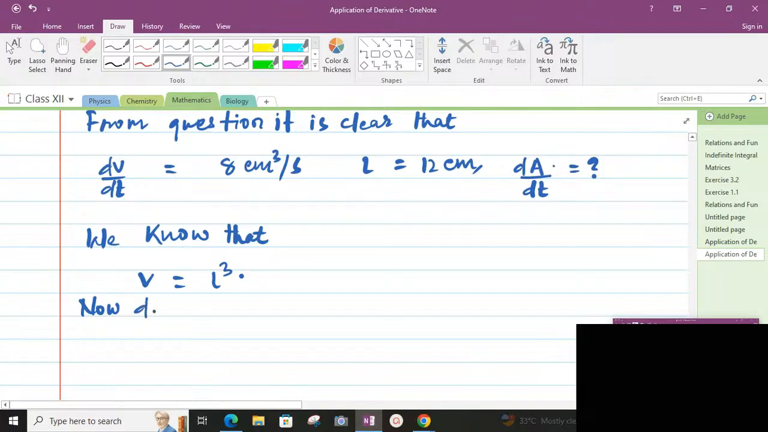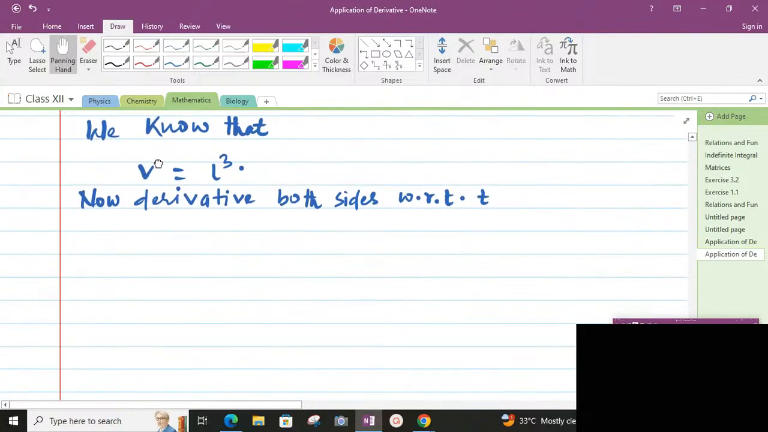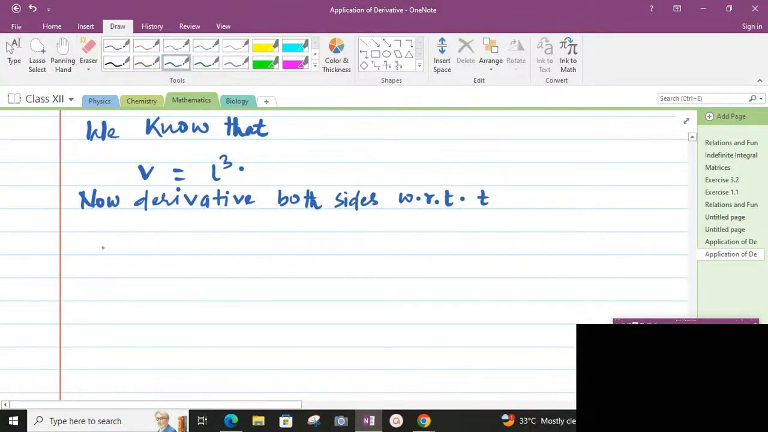Now take the derivative of both sides with respect to t. Therefore, on the left hand side, it will be dV/dt. So dV/dt equals 3L² into dL/dt. Now, putting the values of dV/dt and L.